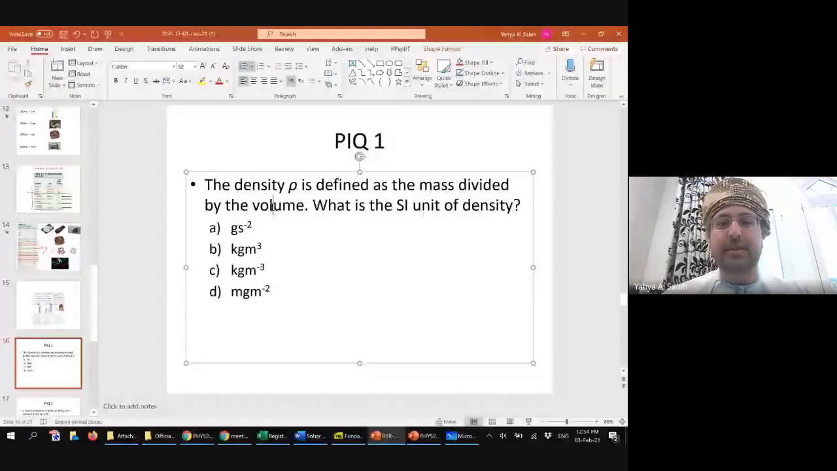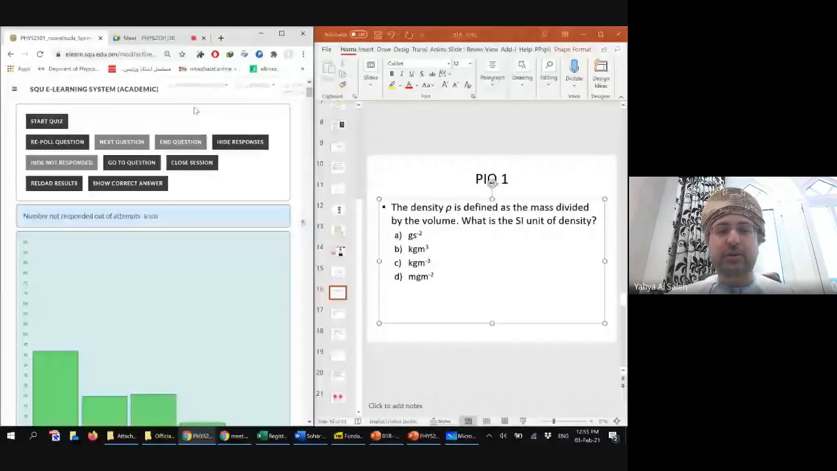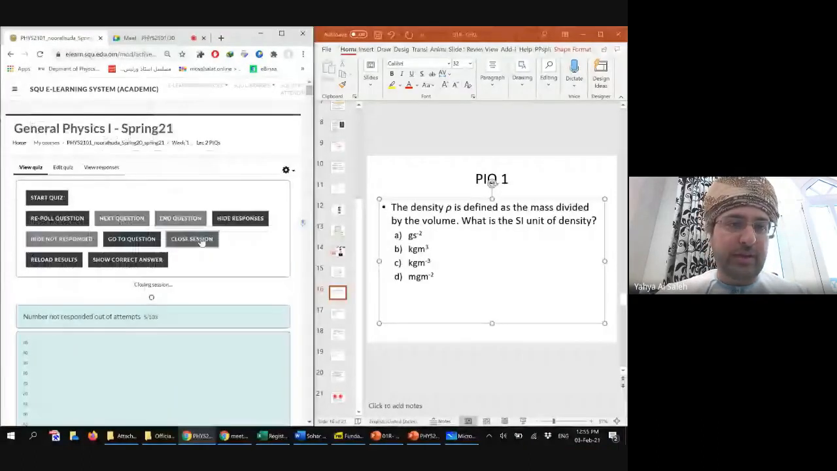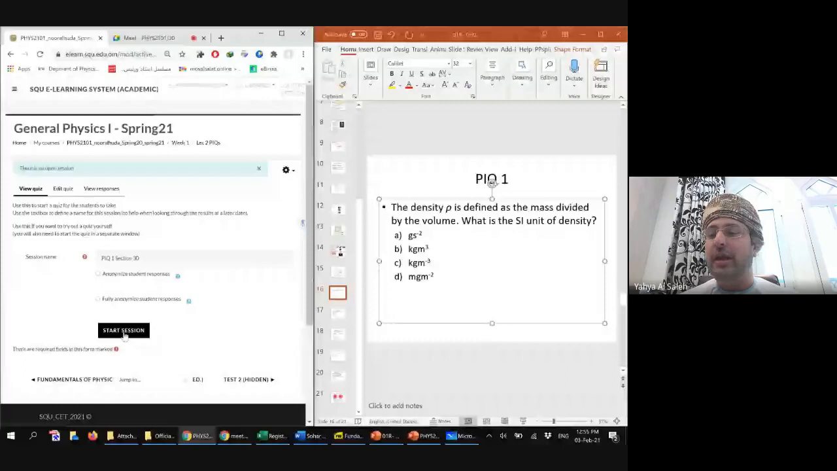So what's going to happen is we are going to have a question like this. PIQ1. The density rho is defined as the mass divided by volume. This is an example question, okay? What is the SI unit of density? So I will have this question on the screen, okay? And when I tell you, we'll start the session, and you will all have 2 minutes to answer this question.